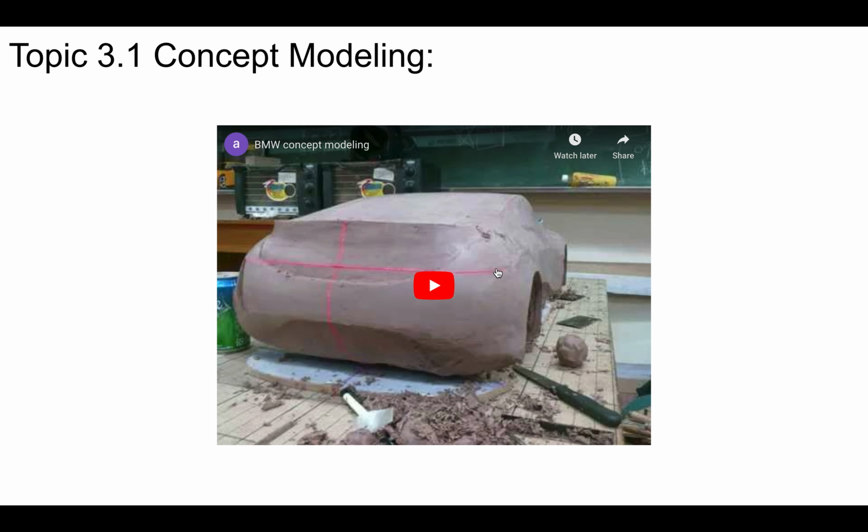Now again, think about it. Yes, this is expensive to make, and the people who make these things are very skilled, and so you have to pay them a lot. But this is a lot cheaper to make than to actually build a full-size prototype of a car, right? A clay model is going to be cheaper to produce than a full-size prototype of a car.